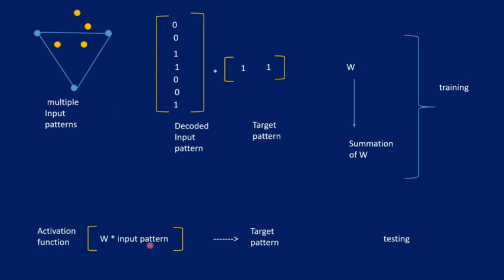Now for testing purposes, whatever weight we have obtained from the training phase, we have to multiply it with the given input pattern which we have decoded. Thereafter, the activation function is applied. If we get the target pattern as output, then the network works correctly and has been trained correctly, otherwise it contains some error.